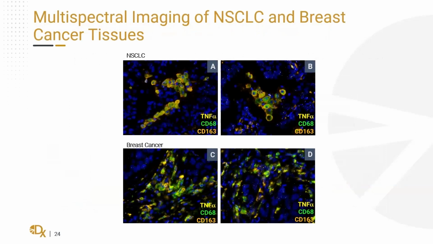So here we have unmixed multispectral scans of the NSCLC tissue on top and the breast cancer tissue on the bottom. And these were stained with the ISH-IF panel. These are zoomed in 40x images that show the TNF-alpha RNA-ISH cytokine in yellow with Opal 570, as well as the IF biomarkers CD68 in green with Opal 520, and CD163 in orange with Opal 620.